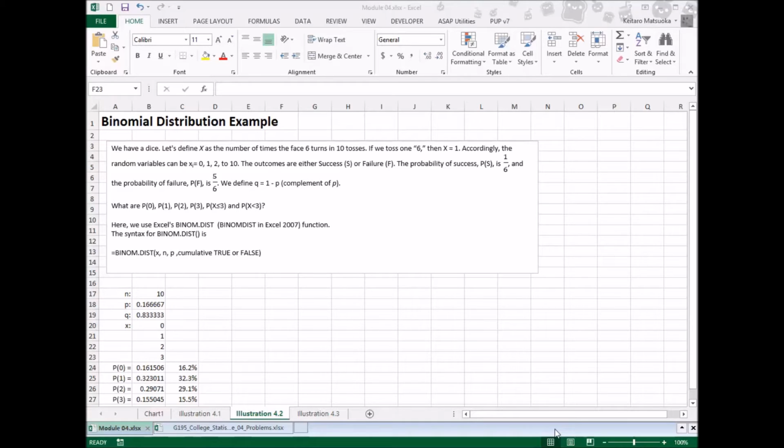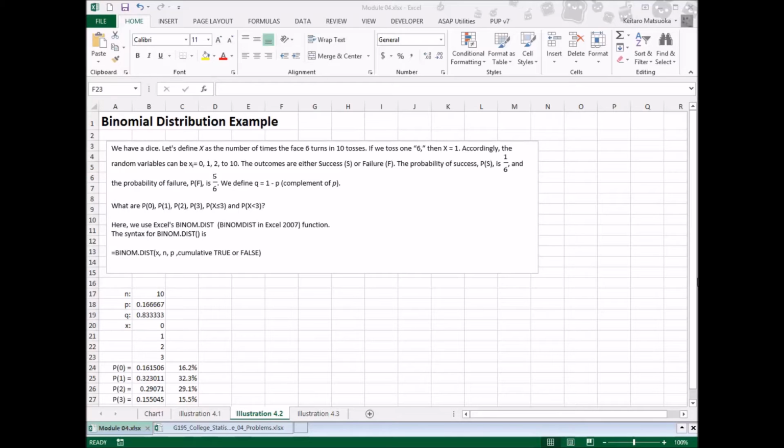So let's look at a couple different problems. What are the probabilities when X is 0, P of 1, P of 2, P of 3, and P of X less than or equal to 3, and P of X just less than 3. So we'll use Excel's binomial distribution function, binom.dist. In Excel 2007, there's no period there, but either way, the syntax is the same. And then the syntax is binomial distribution x, comma, n, comma, p, and either true or false for the cumulative part. And I'll show you what that means.